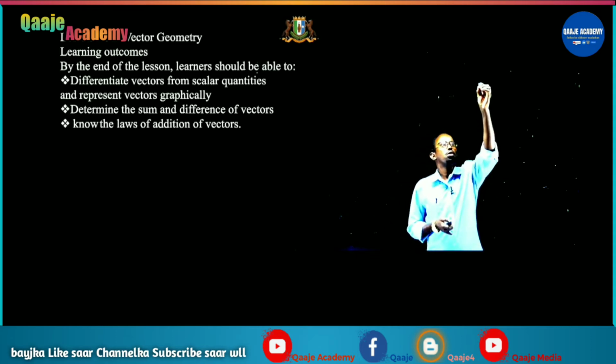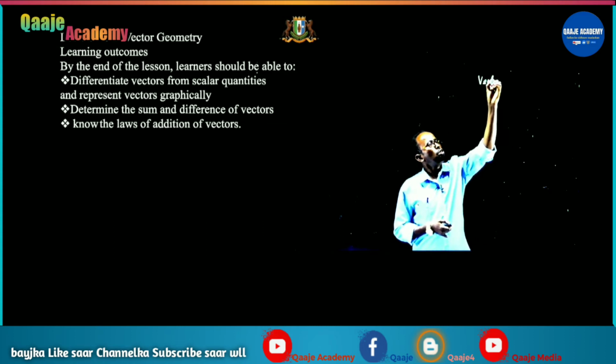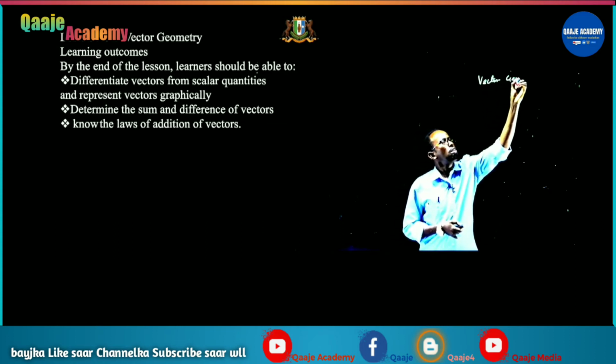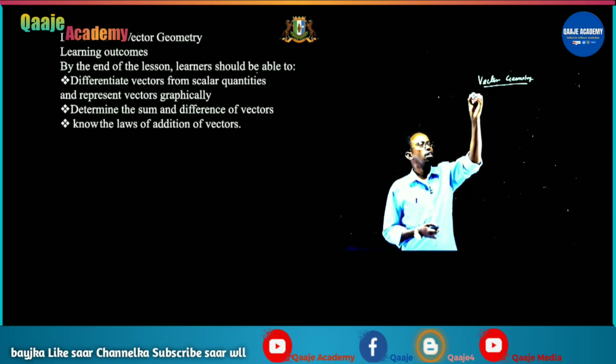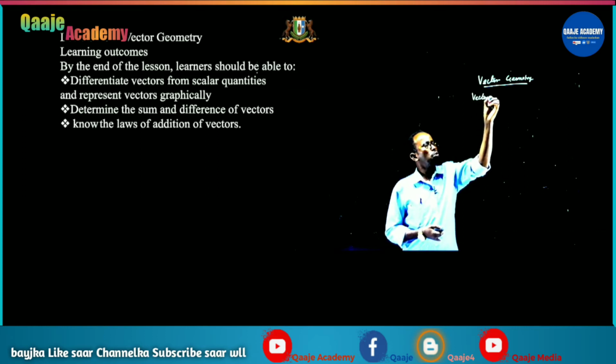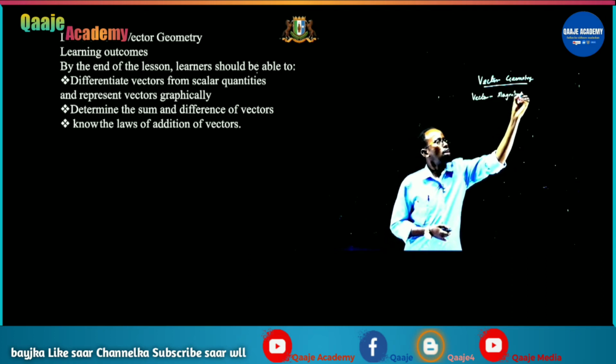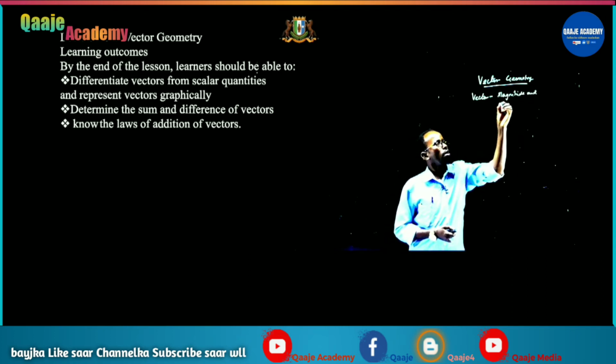Learning outcomes. Vector geometry. By the end of the lesson, learners will be able to differentiate vectors from scalar quantities, and determine the law of addition of vectors. Now, the difference between a vector and a scalar quantity: a vector quantity is a quantity with magnitude and direction.